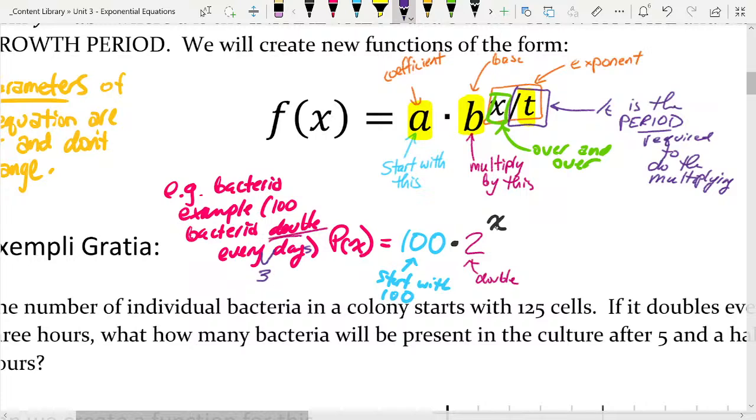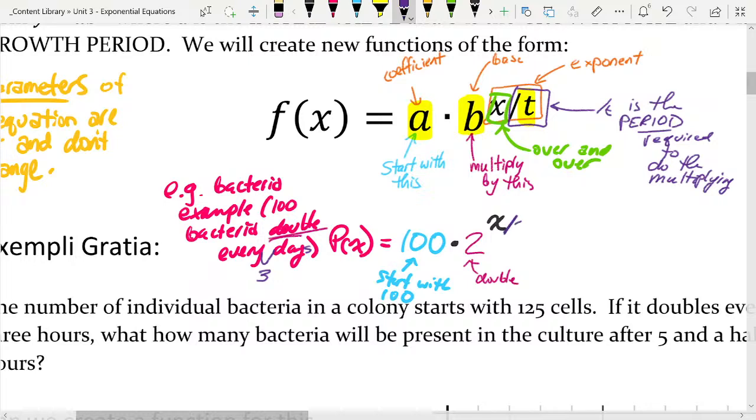Do I want to double on the second day? No. I want it to double for the first time when x equals 3. And then when would I want to double for the second time? When x equals 6. When would I want the bacteria to double for the third time? So what could I just do with x if I wanted to make sure it didn't double until x equals 3, doubled a second time when x equaled 6, and doubled a third time when x equaled 9? I could divide it by 3.